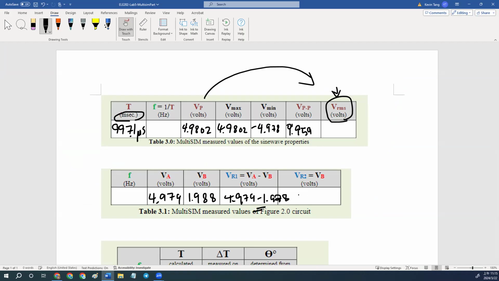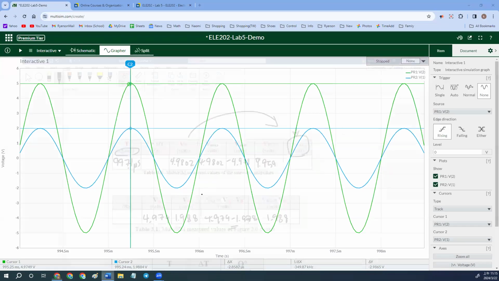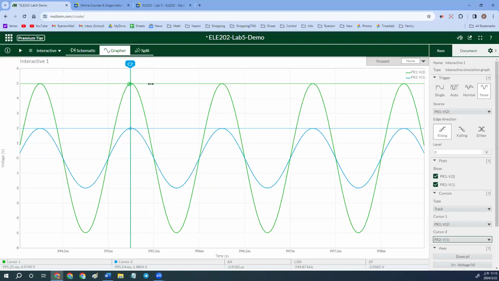Please do it by yourself. And VB is just 1.988. Please do it by yourself and you can know what it is. And the frequency, I'm not going to remind you how to do it. This you can do by yourself. All right, so we're done with this part.